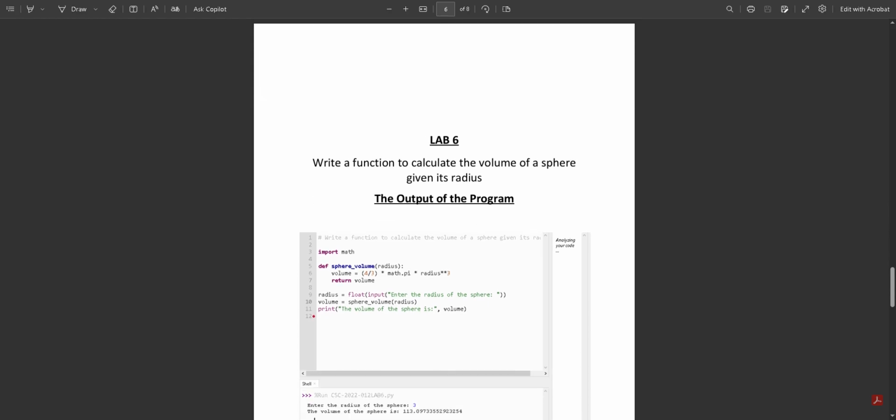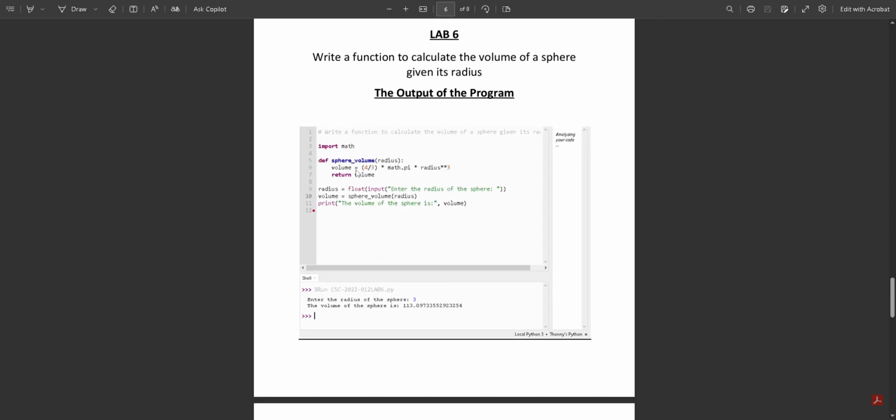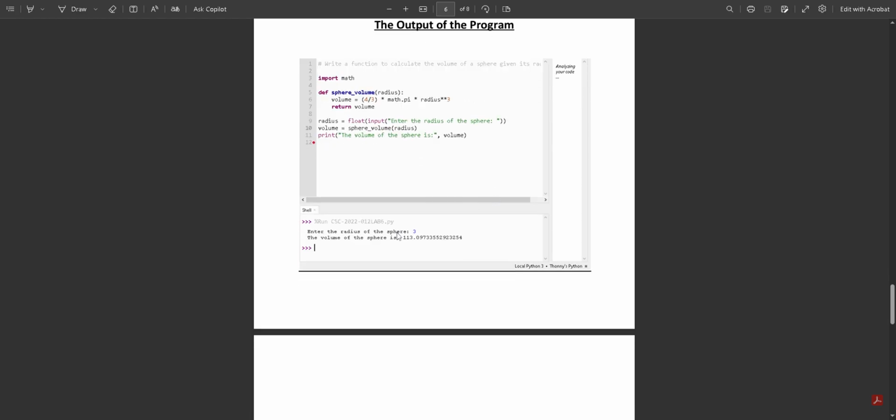On lab 6, I'm told to write a function to calculate the volume of a sphere given its radius. So using the formula, I'll just import math. Then I'll require the user to enter the radius. So this is it here. Enter the radius of the sphere. This is how it works. I enter the radius and calculate it using the formula of the volume, which is 4/3 pi r cubed.